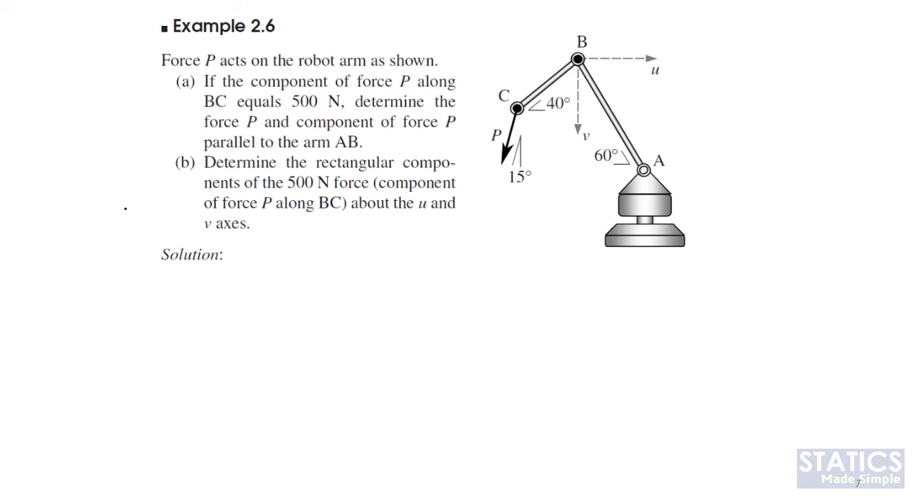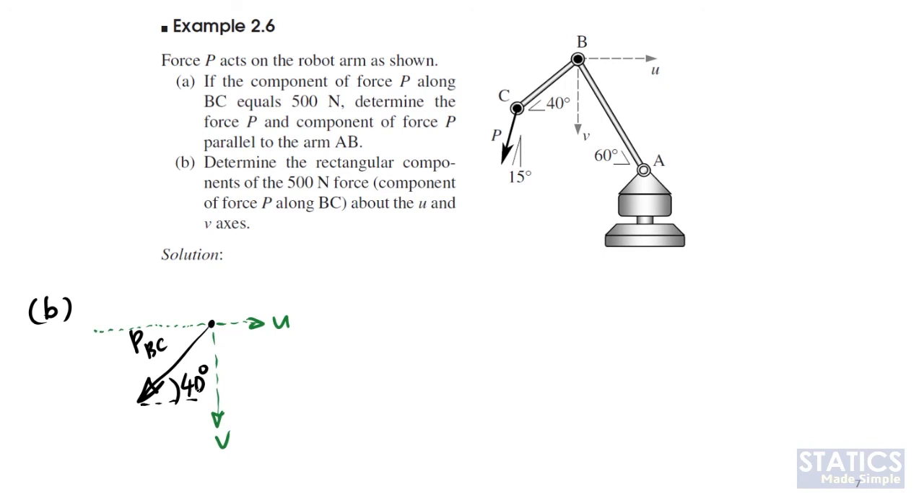Now we continue with part B of the question. The easiest way is to draw the component of force. This is PBC and the angle is given in the question, 40 degrees. The component of this PBC is along U and V axis. So this is U axis, this is V axis. We need to resolve this PBC along U and V, or basically along axes that are parallel with U and V. To make it easier, I can extend the length of this U axis.